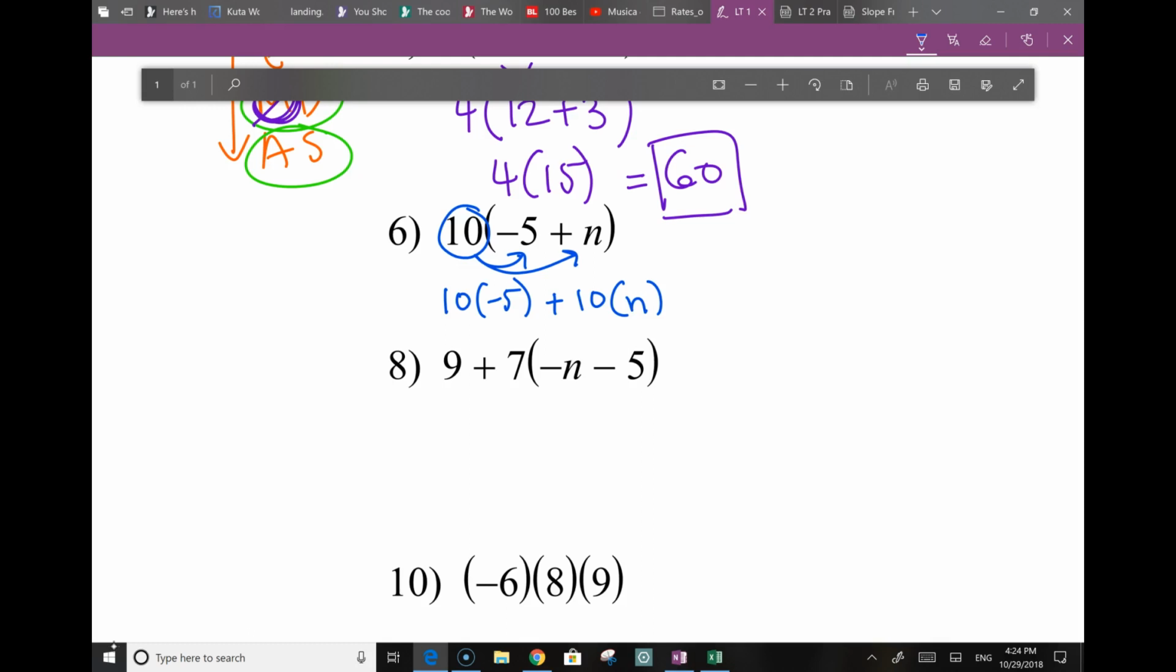Now 10 times -5, if you think about the face once again, you would cover an eye, you would cover a mouth. This would be -50. And 10 times n is simply 10n. I can write that without the parentheses. And this is the end.